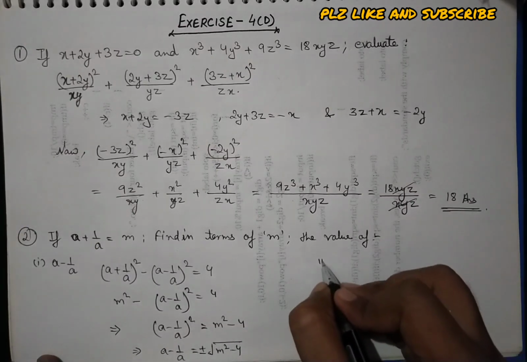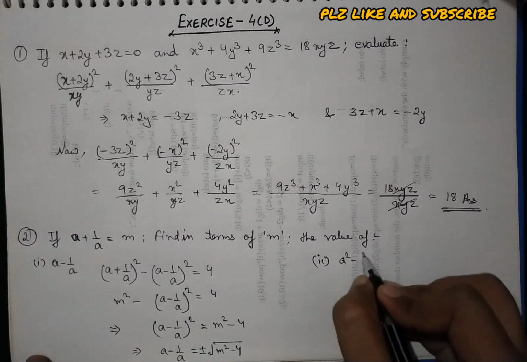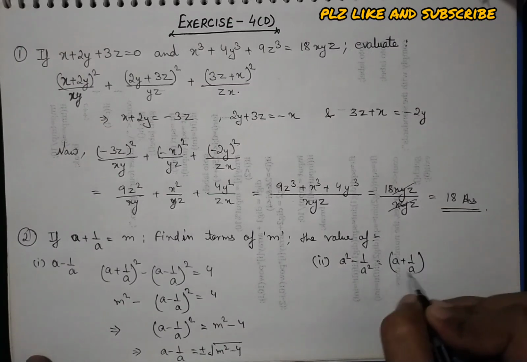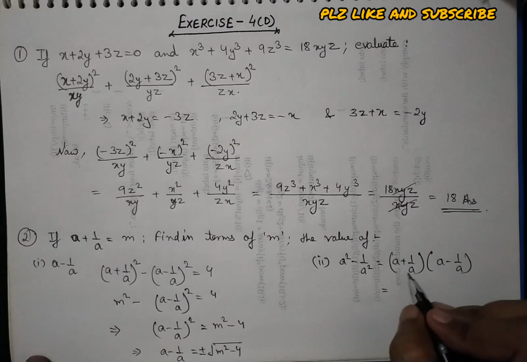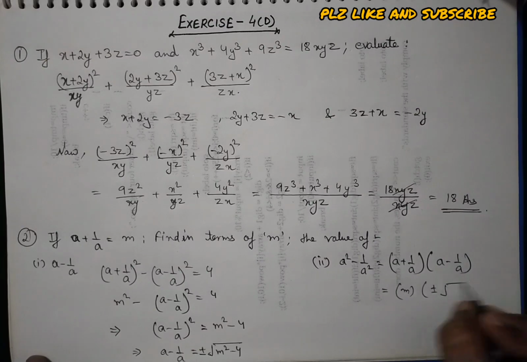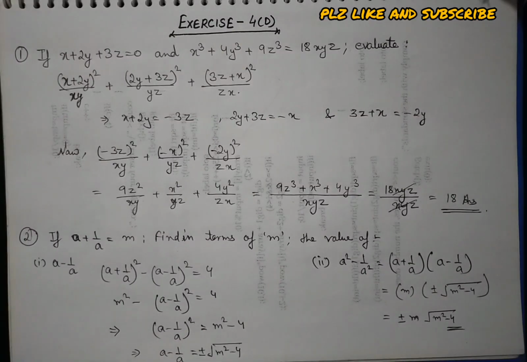The next part is to find the value of a square minus 1 upon a square. So a square minus 1 upon a square will be equal to (a plus 1 upon a) times (a minus 1 upon a). Now place the values. Here we have m, and here we have plus or minus root of m square minus 4. So this can be written as plus or minus m times root of m square minus 4. Now question number 3 is just a simple expansion. So let's see question number 4.